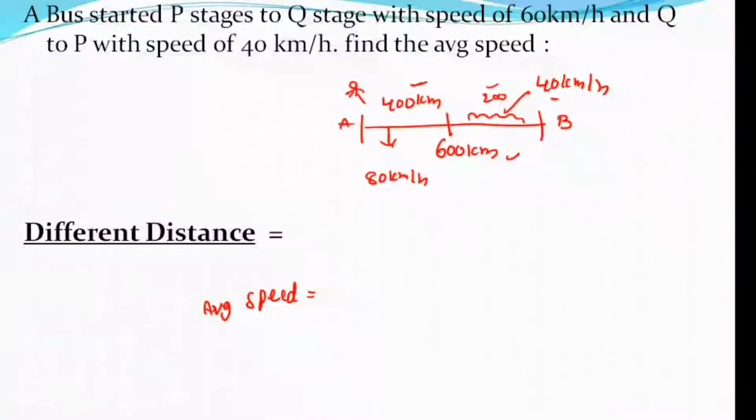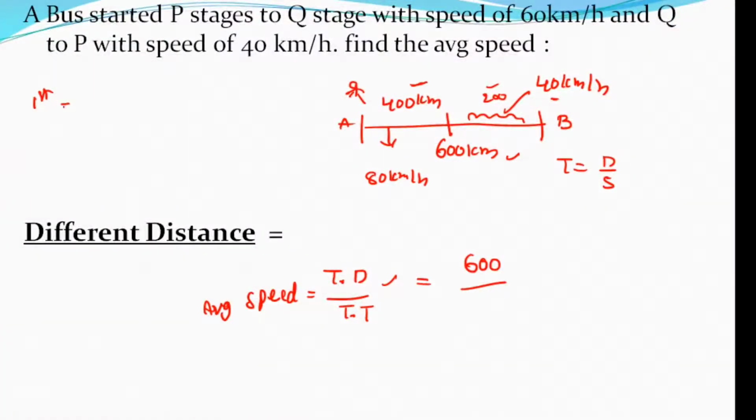Then the average speed is total distance by total time taken. So what is the formula, guys? Total distance by total time taken. Total distance is 600 kilometers. And is the total time given? No. So find out the time. What is the formula of time? Distance by speed.